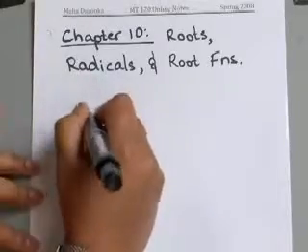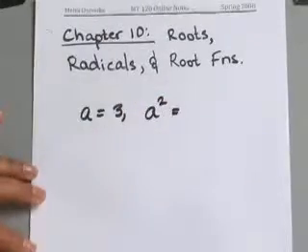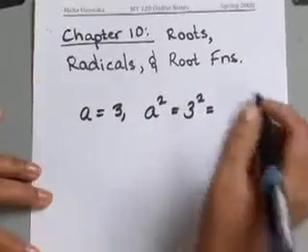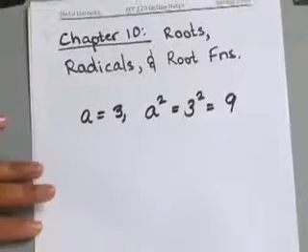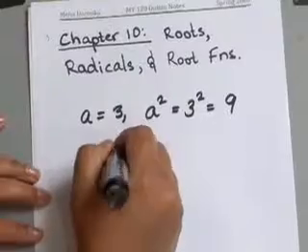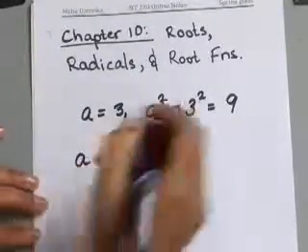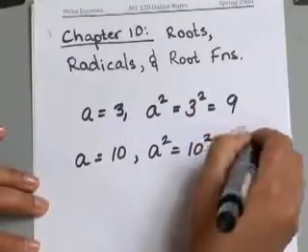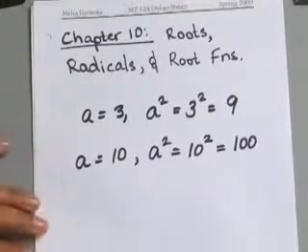If we have a equals 3, let's say, and you wanted to find the square of a, you would take 3 and square it, which is multiplying 3 into itself, and you would end up with 9 as your square value. If a was 10 and you were squaring that, you would do the same thing: take 10, multiply it into itself, and you would end up with 100. So again, we are used to doing this.